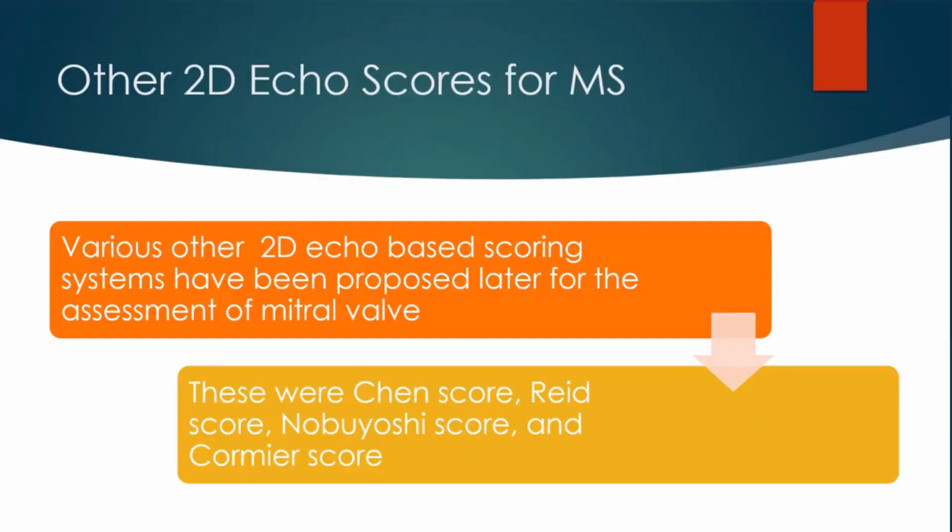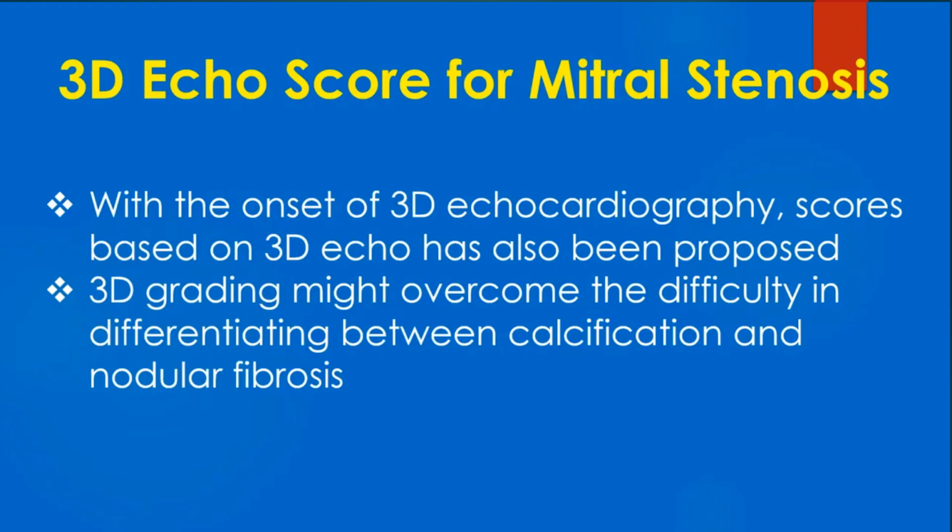Various other 2D echo-based scoring systems have been proposed later for the assessment of the mitral valve. These were Chen score, Reed score, Nobuyoshi score, and Cormier score. With the onset of 3D echocardiography, scores based on 3D echo has also been proposed. 3D grading might overcome the difficulty in differentiating between calcification and nodular fibrosis.